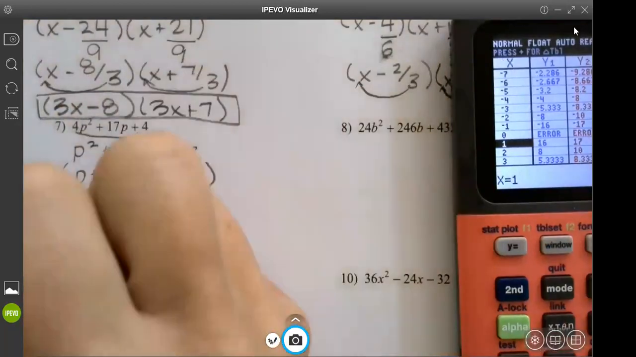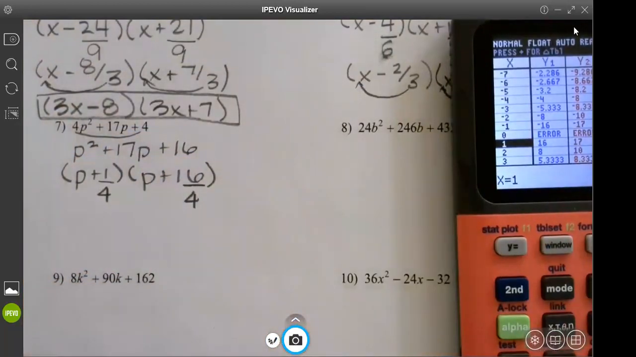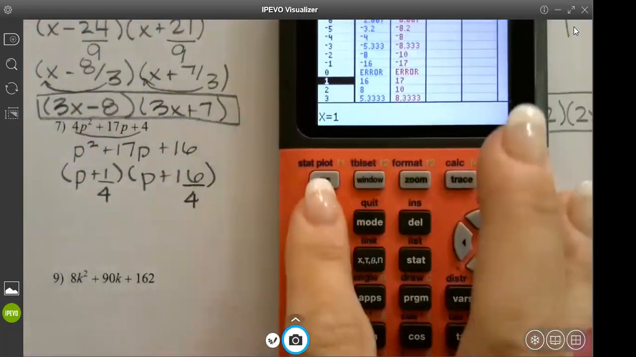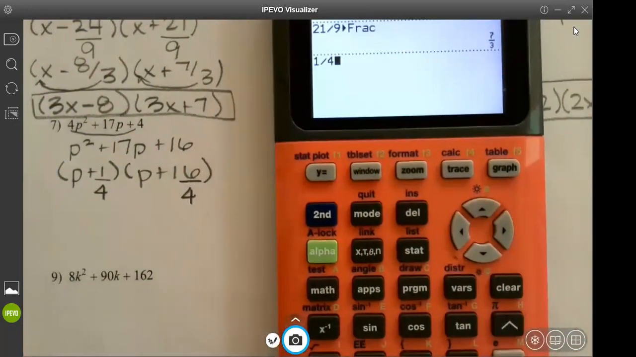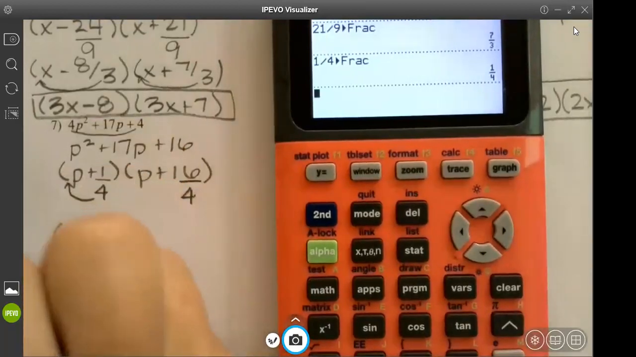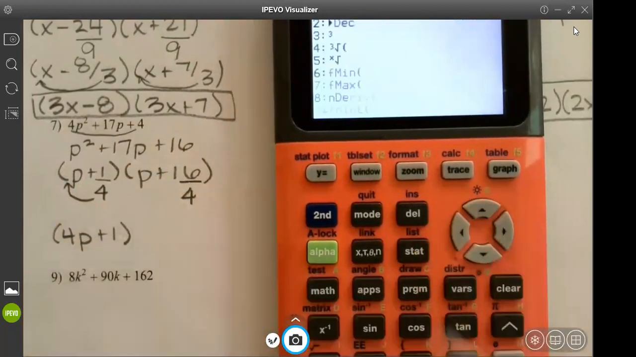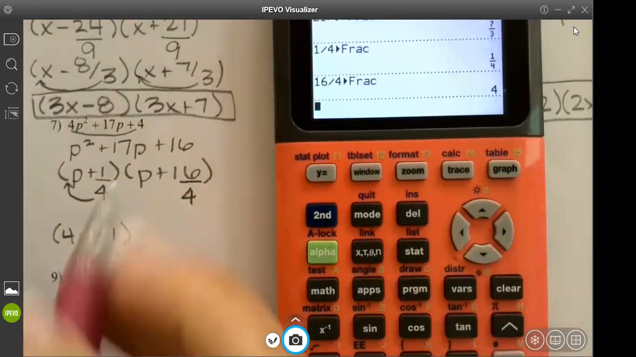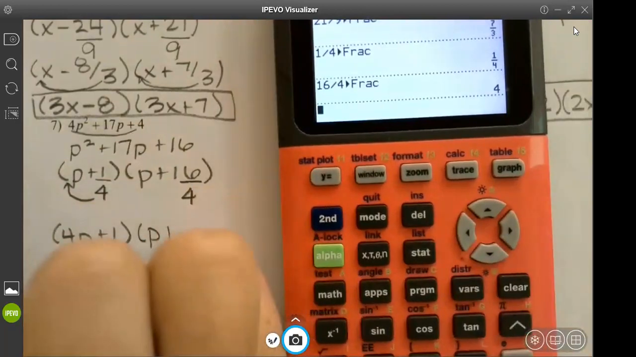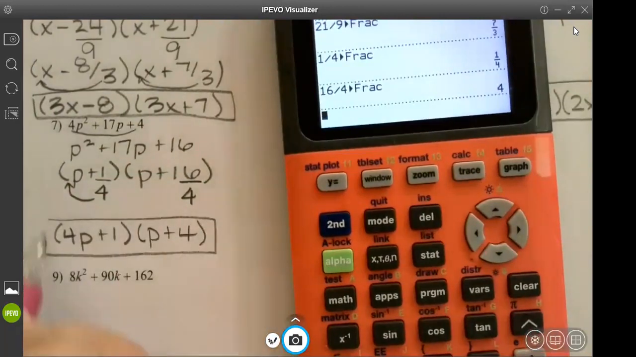We did slide. Now we have to divide. When you put it in your calculator, math, enter, you still get 1/4, so it didn't change. We just put the 4 in the front. And then 16 divided by 4 is 4, so we just change this to p plus 4. That is it.